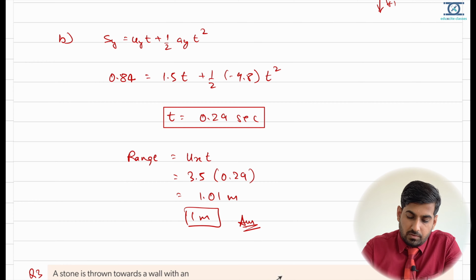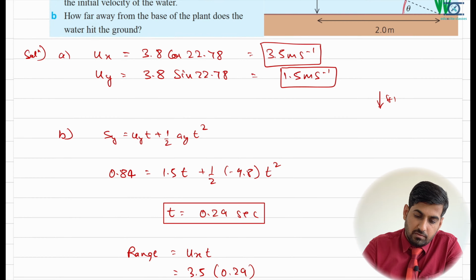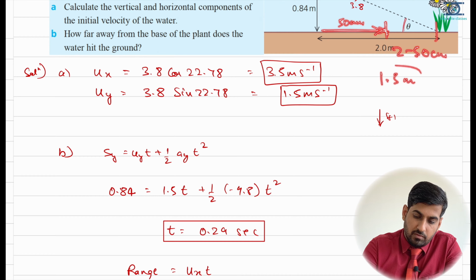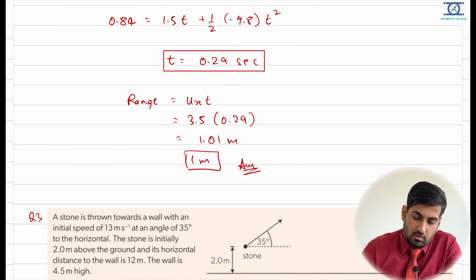Okay. So if the answer was less than or other than 1 meter, we have to subtract it from the total. So for example, it hits here. Let us say it comes out to be 50 centimeter. So if this is 50 centimeter, the answer should be 2 minus 50 centimeter. That will be 1.5 meter from the base of the plant, like this. But here the answer is almost 1 meter.